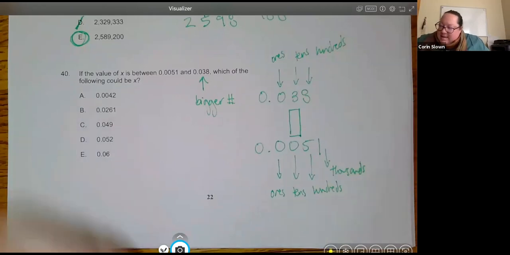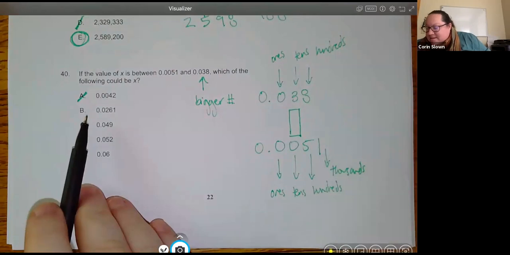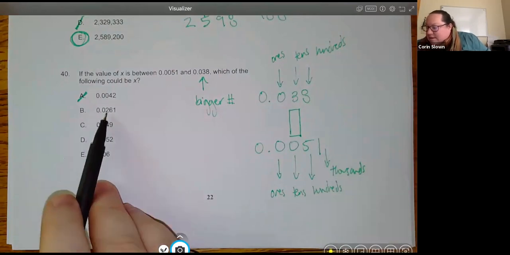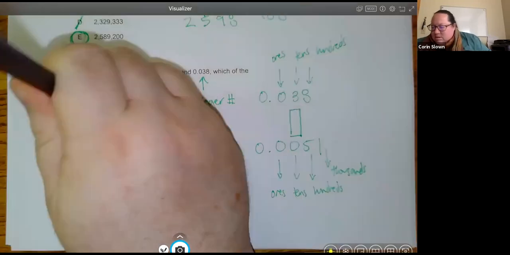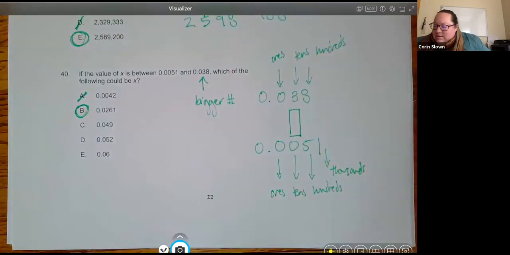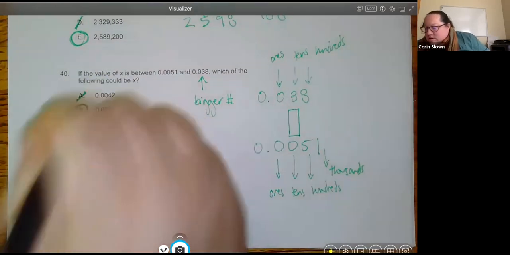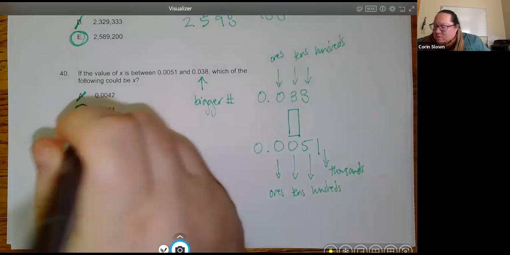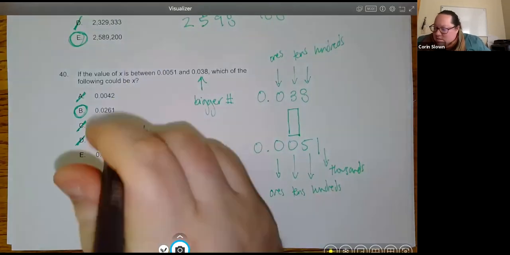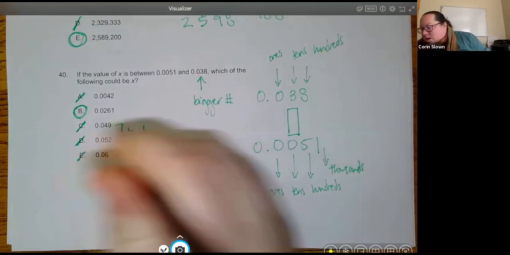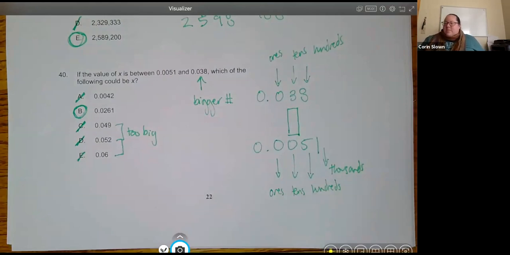A doesn't work because A is less than 0.0051. B is a great option because B has a 2 in the tens place, which is greater than 0 but less than 3. So I think B is a great option. But let's keep checking to make sure we're not missing anything. C won't work because 0.049 is greater than 0.038. And D won't work either for the same reason, 0.052. Both of these are too big. And if these are too big, then E is definitely too big. So all three of those are too big. B is the number that is between 0.038 and 0.0051.